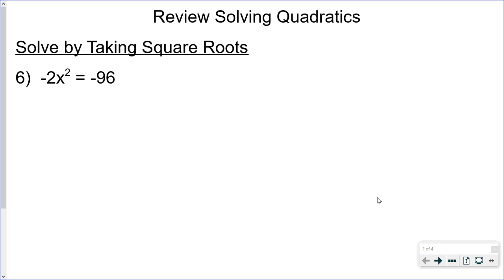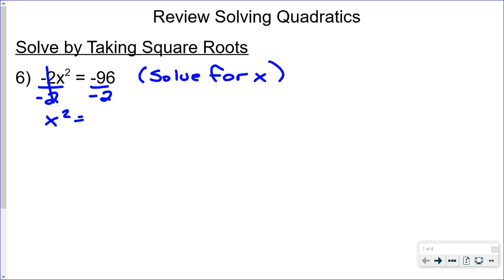All right, so the first one we're going to talk about is solving it by taking square roots. And basically what you're going to do here is you're just going to solve the equation for the variable. So in this case, I'm going to solve for x. So I want to get the x squared by itself. So I see multiplication, so I'm going to do division using opposite operations to get the variable by itself. And now I have x squared equals 48.